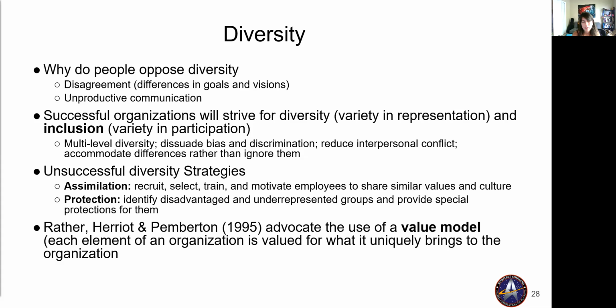So these researchers, Harriet and Pemberton, advocate the use of a value model. I would also just call this plain inclusion, where you have a recognition of people's differences, but you value what is unique about them and what they bring to the organization. So don't try to pretend it's not there, but also don't emphasize it too much as if we need to separate them and keep them protected. Just recognize that you have different perspectives in your organization and different cultures and different norms and different thoughts and feelings. But these differences can all bring something good into the organization.